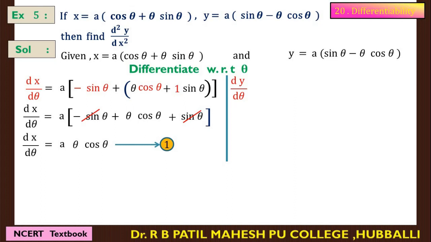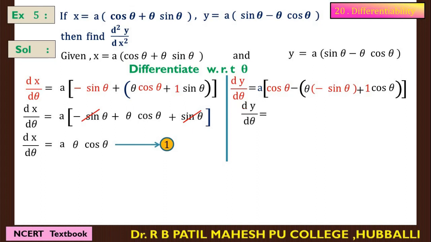And the second function, the y function, I am differentiating with respect to theta, so dy by d theta is equal to a into bracket, sin theta derivative is cos theta, minus as it is. Here also it is a product of two terms, theta cos theta, so the product rule you have to apply. Put the bracket, because behind that we have a negative sign. Theta as it is, cos theta derivative is minus sin theta, plus theta derivative 1 and cos theta as it is, and complete the bracket.